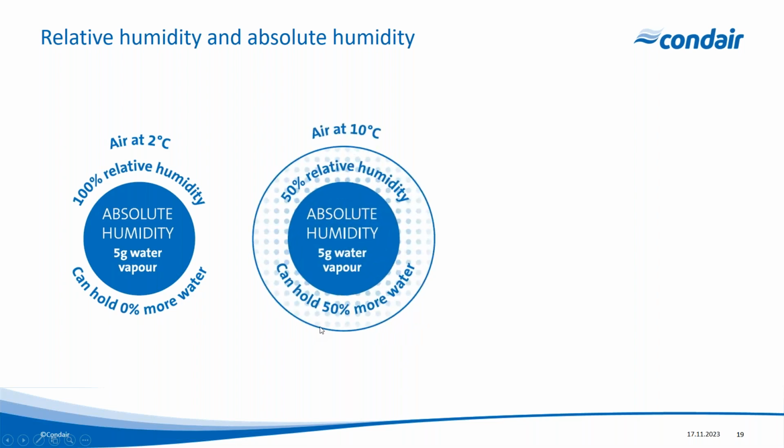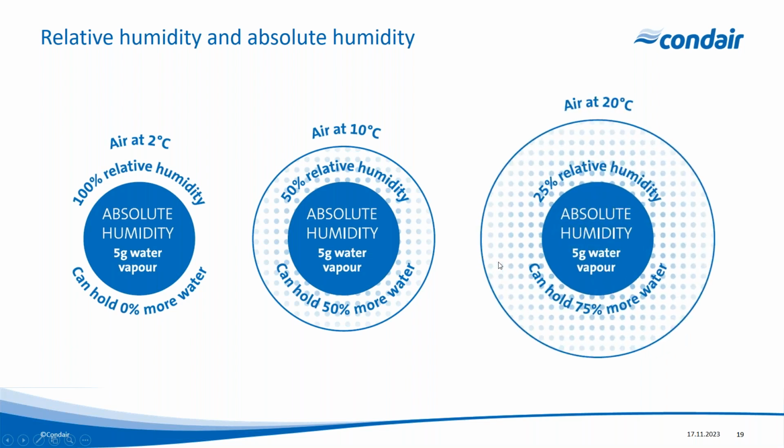But let's say we now increase the air temperature up to 10 degrees C. So the air, when we heat it up, can hold more water. But in this case, we haven't increased the amount of water, so the absolute humidity remains the same. But it can hold 50% more water. And in fact, it's only 50% saturated.